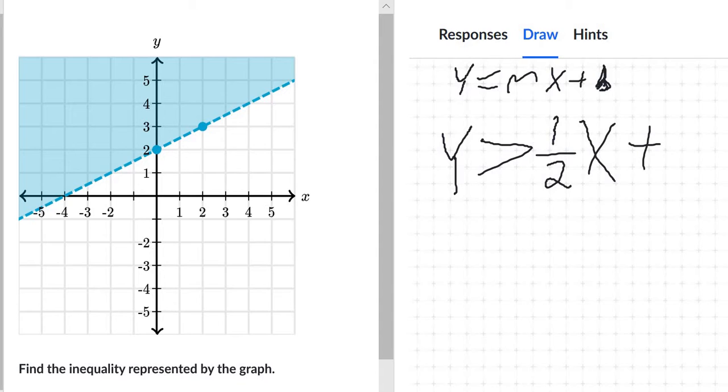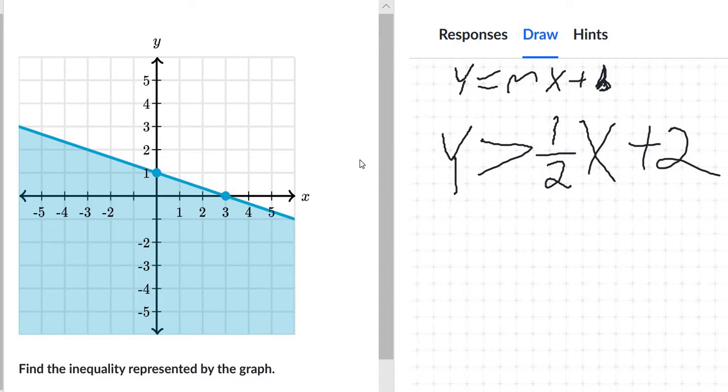Now we just have to find the y-intercept. That's going to be where it hits the y-axis, where x is 0, and that over here is going to be 2. So that's all there is to it. Y is greater than 1/2 x plus 2.